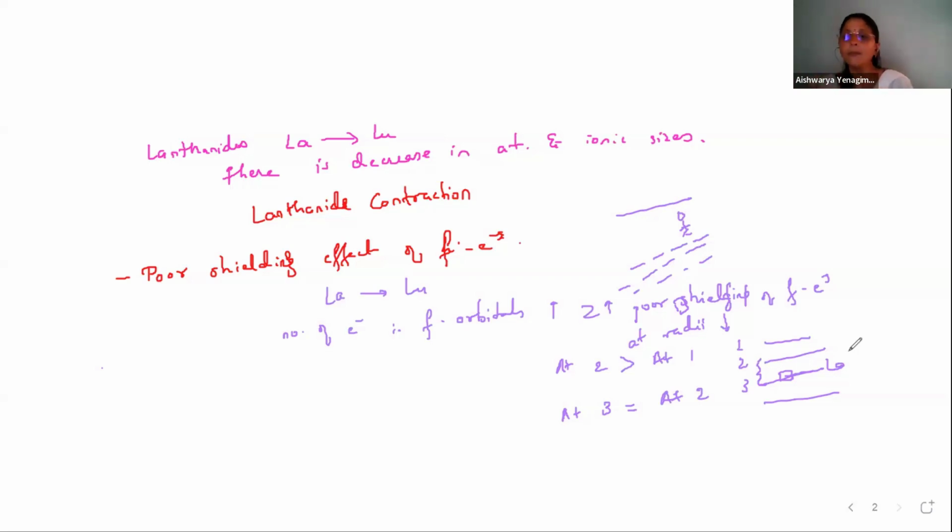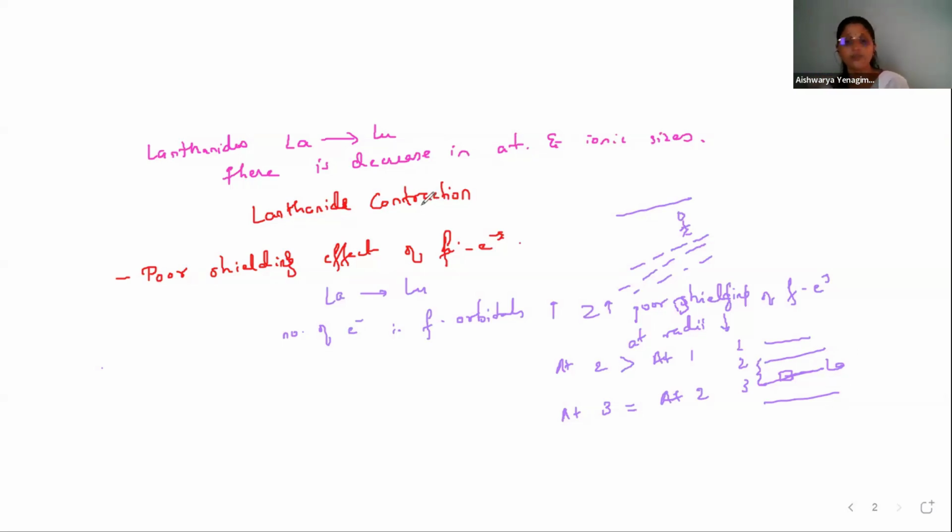Lanthanide contraction happens due to poor shielding of F electrons. Because of poor shielding of F electrons, the atomic radii and ionic radii gradually decrease. That is called lanthanide contraction. Now, we discussed the causes; what is the consequence of this lanthanide contraction? There is similarity in the atomic and ionic radii between the 4d and 5d series.